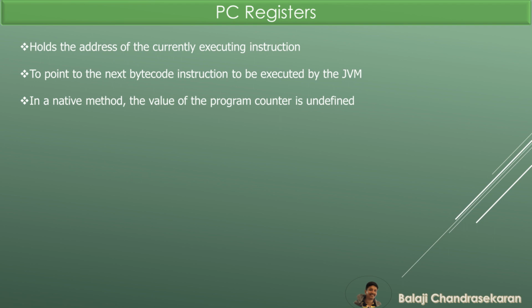Branching instructions, such as conditional jumps and method invocations, cause the PC register to be updated accordingly to redirect the flow of execution. In the event of an exception being thrown during the execution of a method, the PC register is used to determine the appropriate exception handler. PC registers are a fundamental component of the JVM architecture, playing a crucial role in managing the execution flow of Java bytecode instructions within individual threads.